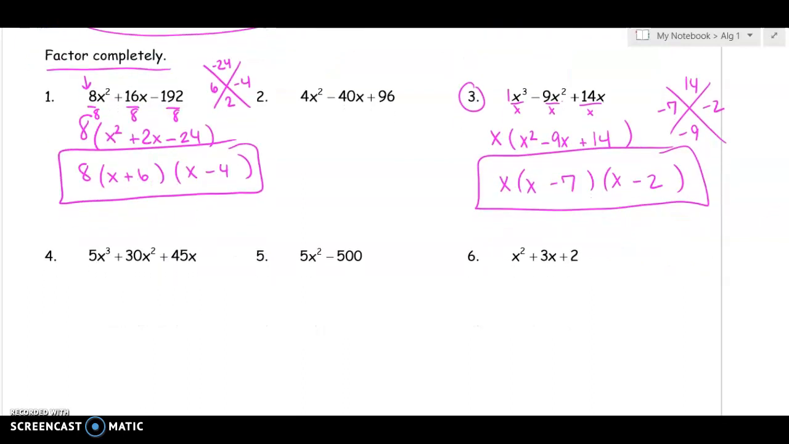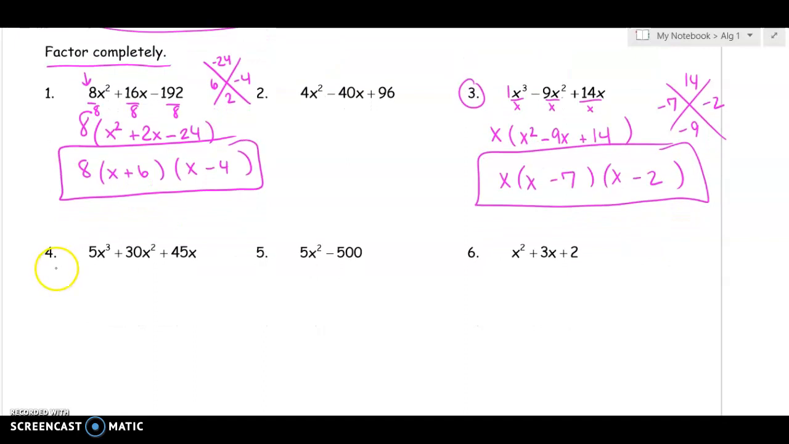All right, let's look at number 4. For number 4, we have 5, 30, and 45. Again, this is more than likely the GCF, which it is. All of those numbers can be divided by 5. So 5 is our GCF.